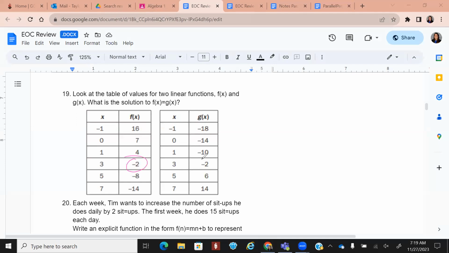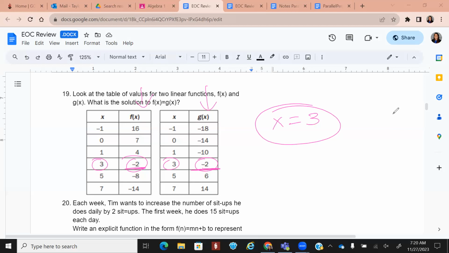-2. And you said 3. Are we sure about 3? So on the other side, they've got the 3 as x equals 3. So our solution would be x equals 3. Does that make sense? So it's look at what your y value is. And if it's the same, then it's whatever the x value is. Okay? So it's kind of like asking, when do both of these equal?